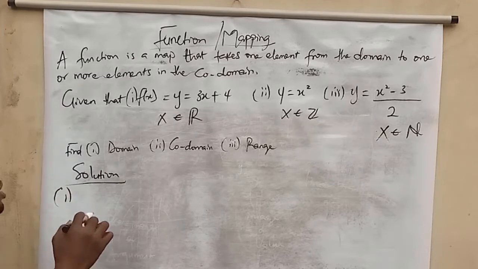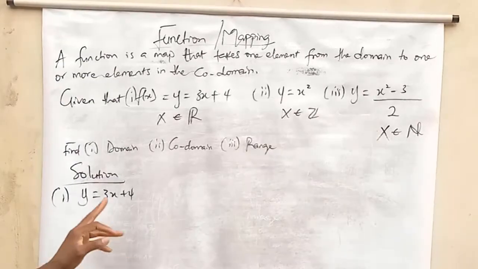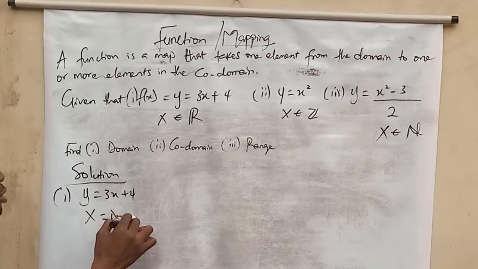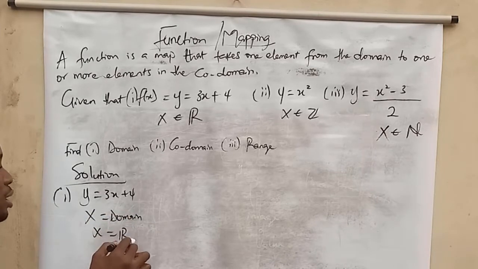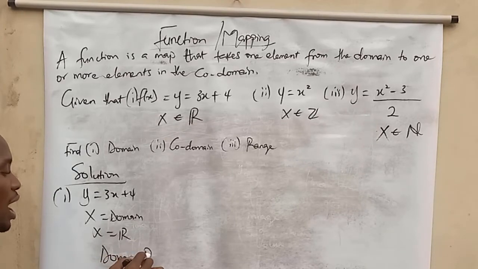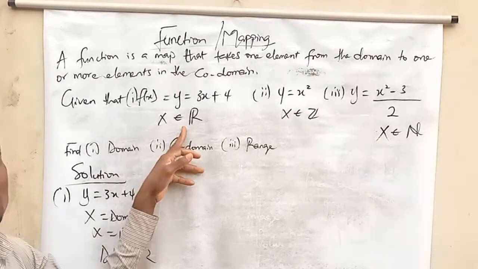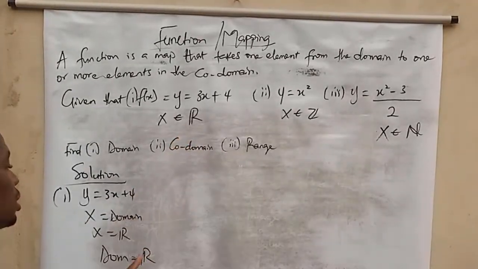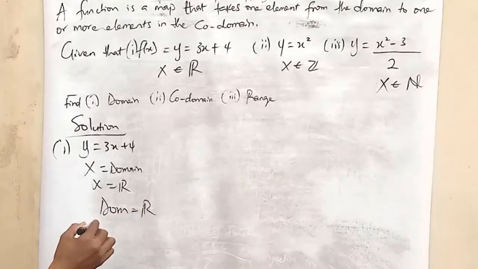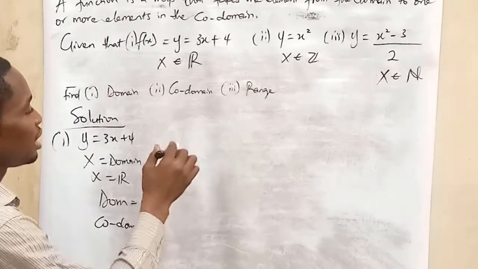For number one question, we have y equals 3x plus 4. How do I find my domain? Since x means domain and my x equals R, it means my domain equals R also. So my domain is the set of real numbers. Many a time in your question on function, if you have to find the domain, codomain, and range, your domain will always be given to you in your question. So since my domain equals R, my codomain also automatically becomes R.